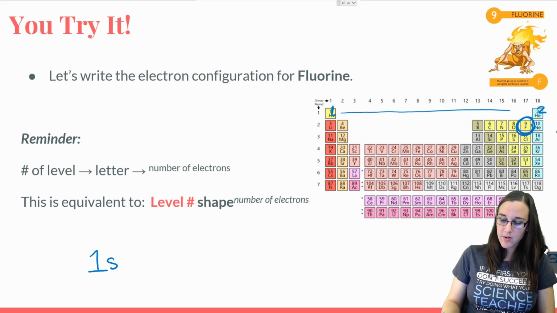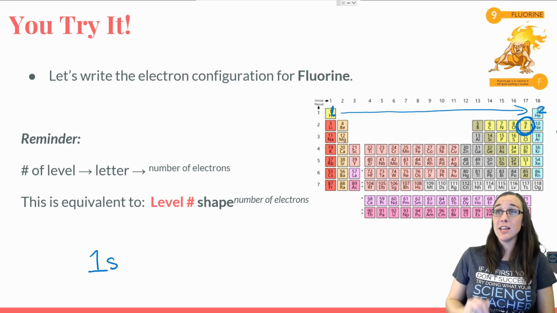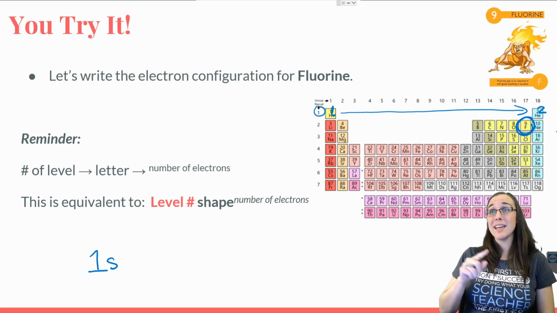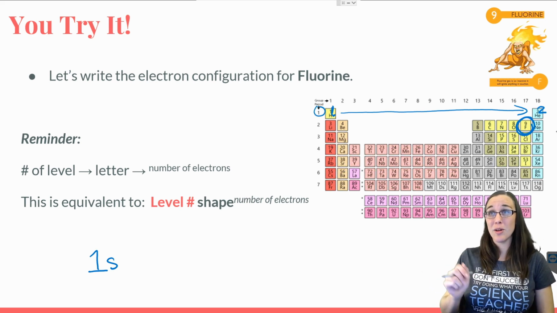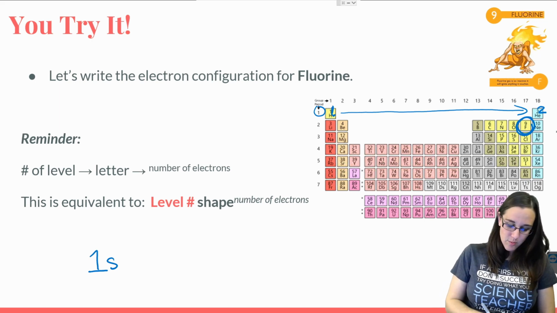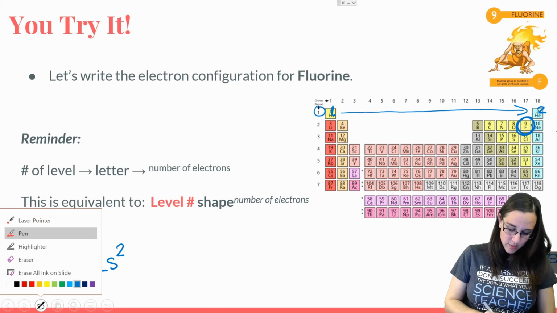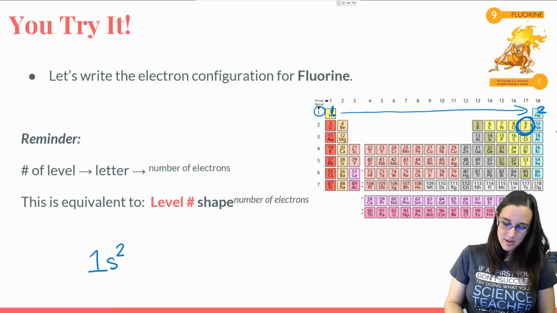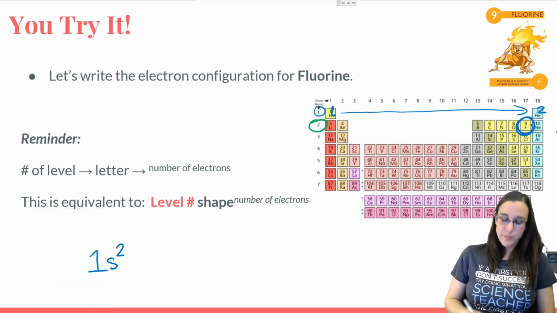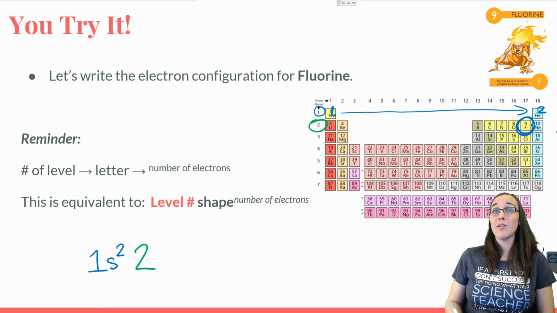Remember, I have to read all the way across. I didn't change my level. It's still level 1, and I needed 2 to get all the way through the line. So 1s2. Now I'm going to move down to my next level, my level 2. So I write a 2.